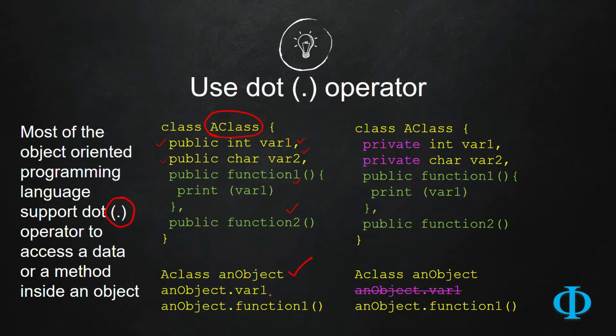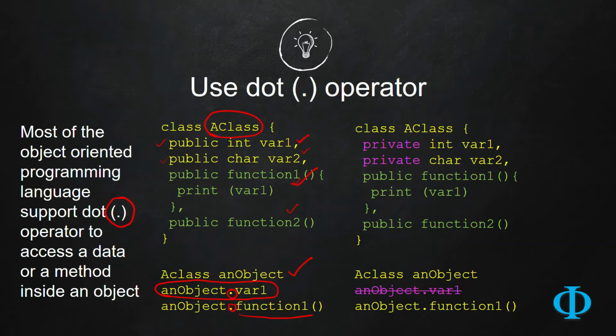And after that, as you can see in this line, I have accessed the variable var1 using this small dot operator. So an object dot var1 is used to access this var1, and in the same way an object dot function1 is used to access this function1 from this object.